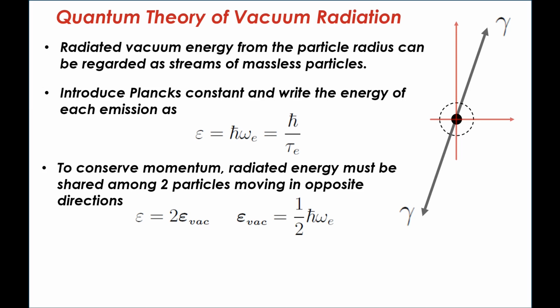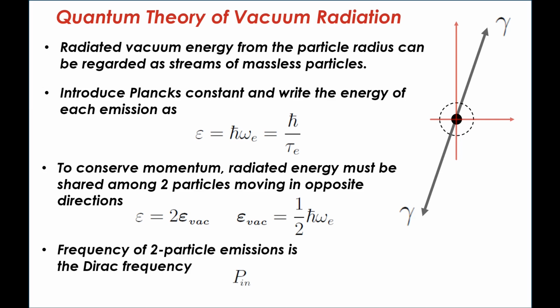An important question is this: how many times a second must this amount of energy be emitted to produce inertial vacuum power, which was already calculated earlier? This frequency is simply the inertial vacuum power divided by a single instance of the energy released. Not surprisingly, this is exactly the Dirac frequency of the quantized electron.